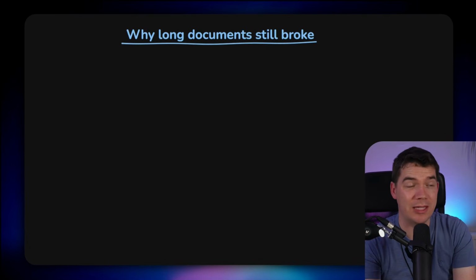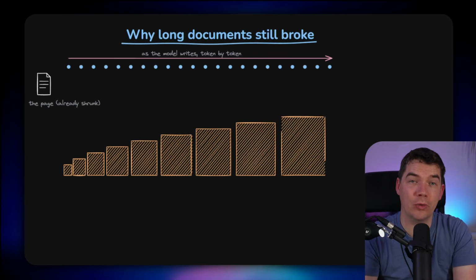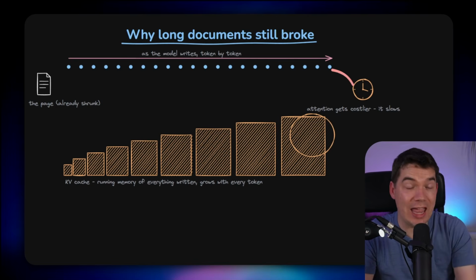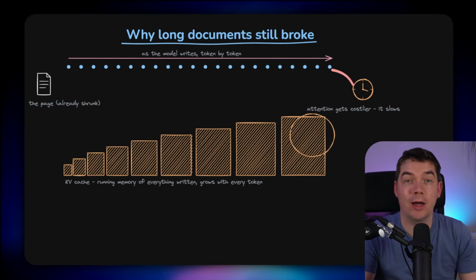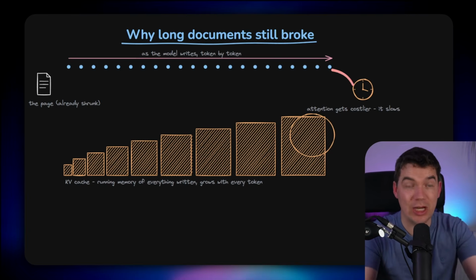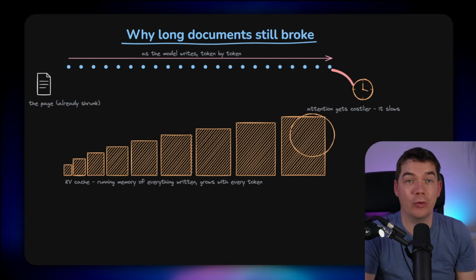So while DeepSeek solved the input side of the equation, when you loaded up a long document for single shot processing, what tended to happen was the processing slowed down and the accuracy tended to drop. And the reason for this is that as a model generates text, token by token, word by word, it keeps a running memory of everything that's already written so far. That running memory is the KV cache. And the important thing about this is that it grows with every single token that the model generates. So the more it writes, the bigger the cache gets, the more expensive the attention becomes, and the model literally slows down the further along it goes as the context window fills up.